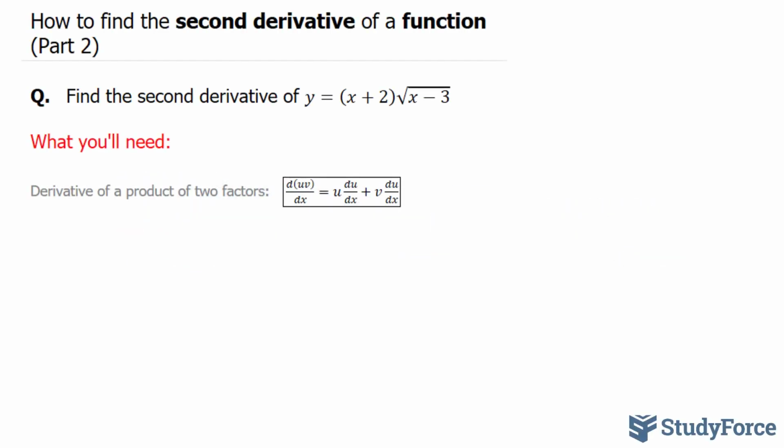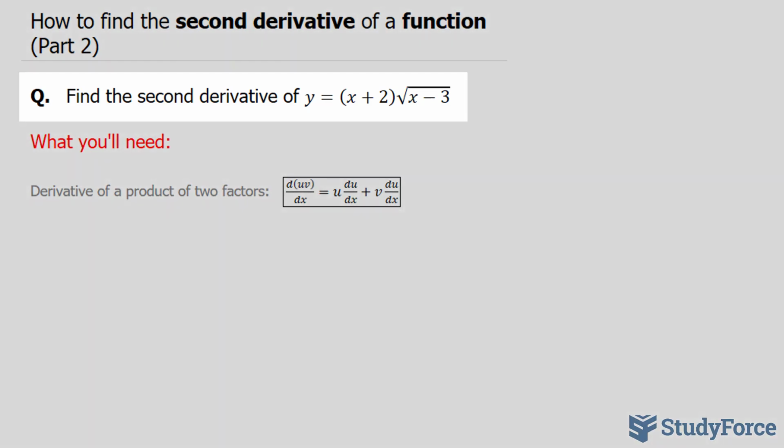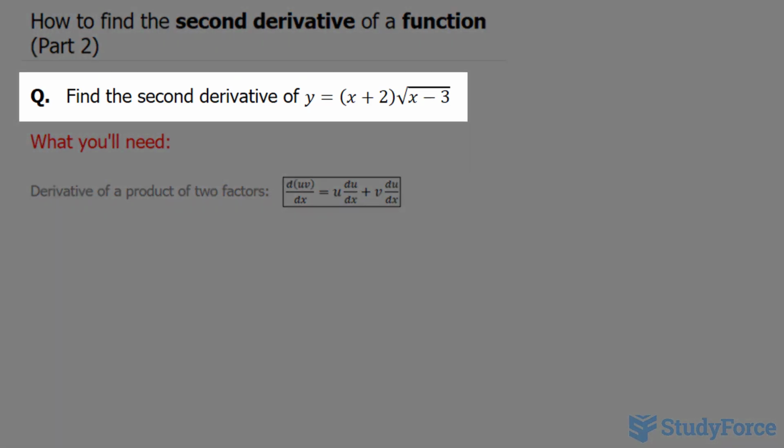In this lesson, I'll show you how to find the second derivative of a function. This is part 2 in the series. The question reads, find the second derivative of the equation y is equal to (x + 2) times the square root of x minus 3.